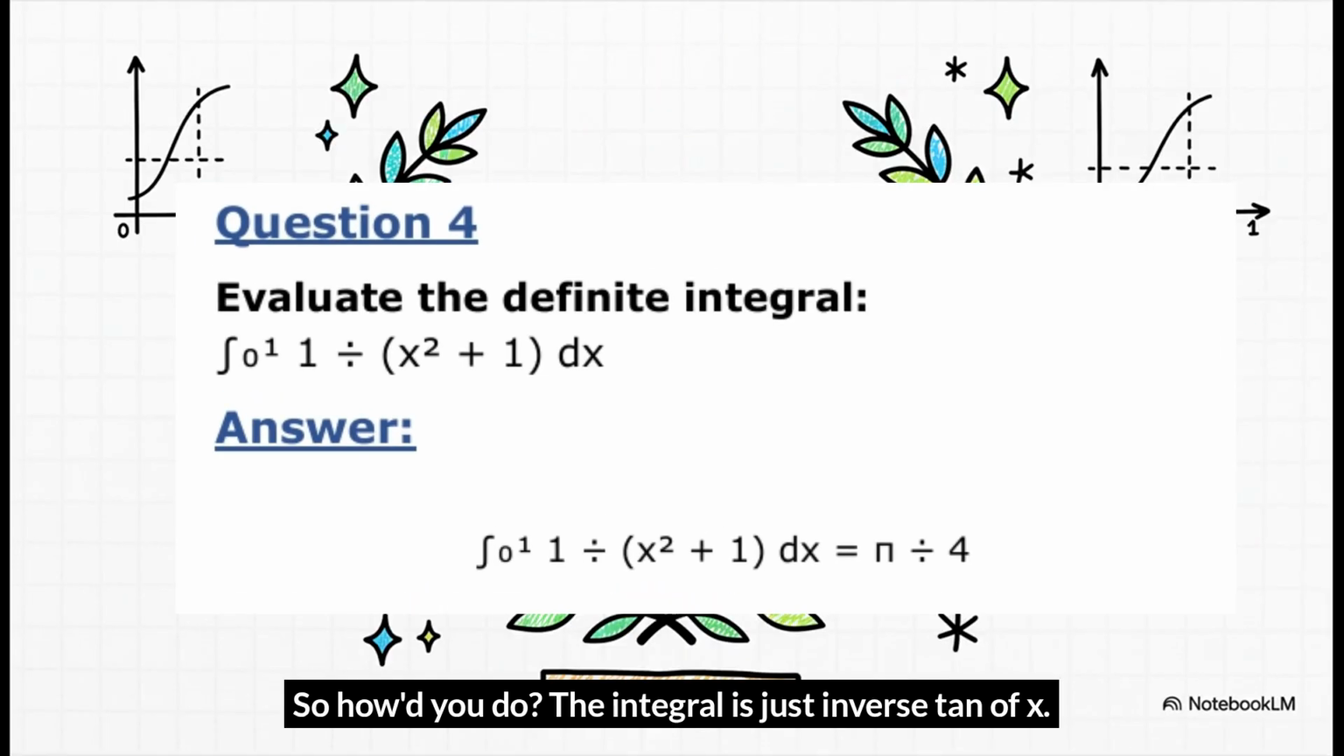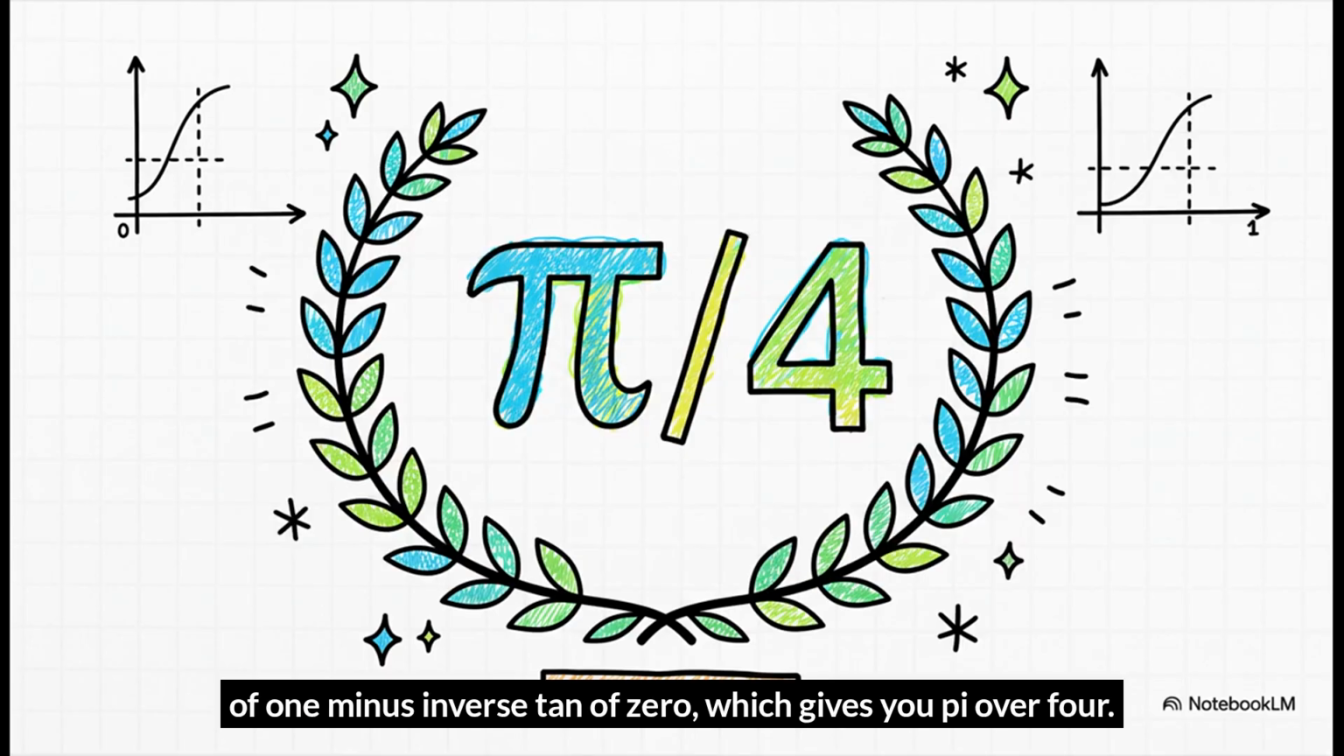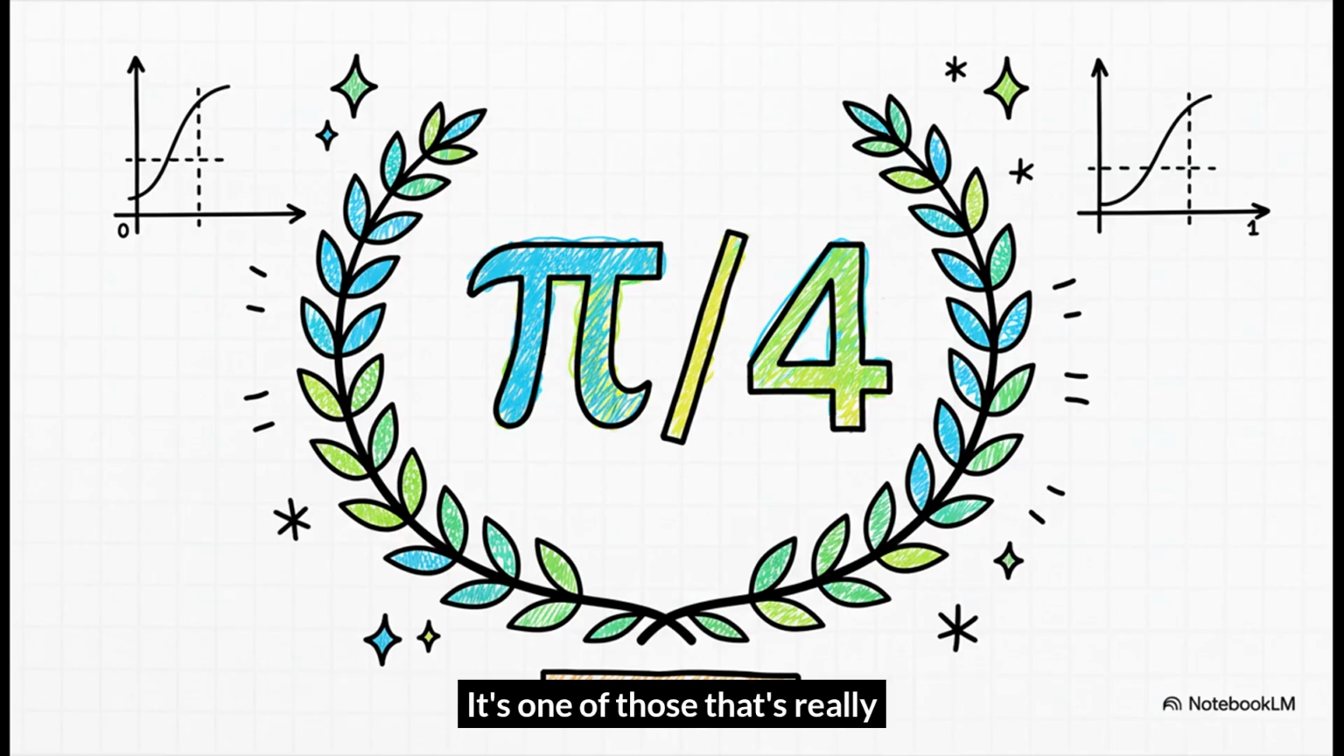So, how'd you do? The integral is just inverse tan of x. When you evaluate that from 0 to 1, you get inverse tan of 1 minus inverse tan of 0, which gives you pi over 4. This is a super famous result in calculus, by the way. It's one of those that's really worth just committing to memory.